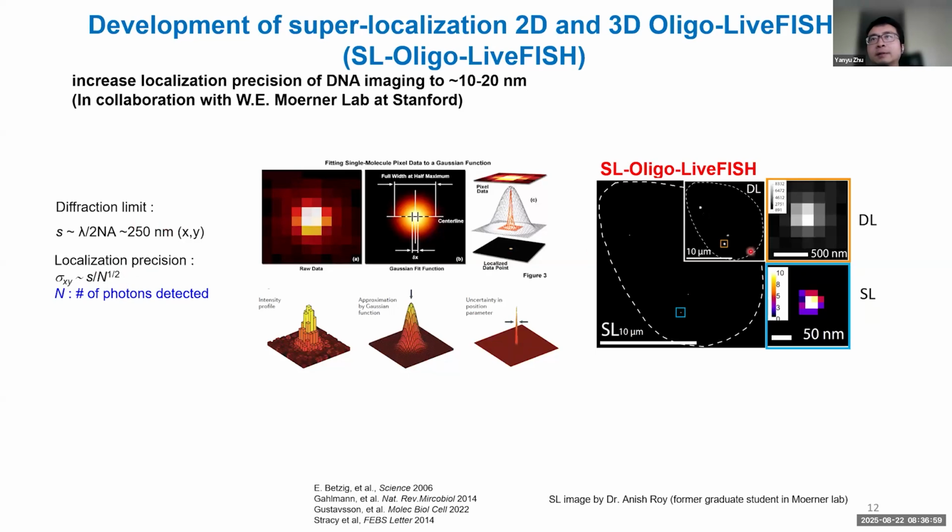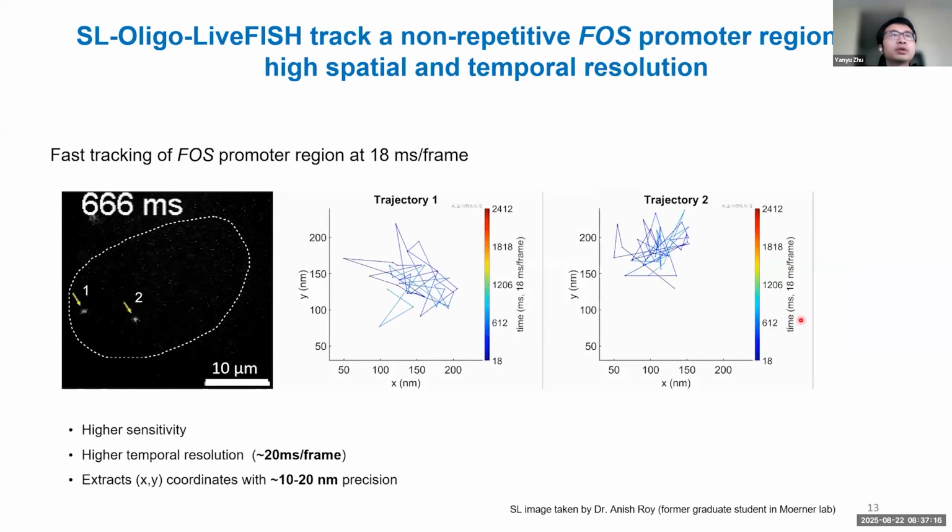Here you can see that using a conventional microscope, this is how the locus looks, and the scale bar is 500 nanometers. But using this super-localization method, the scale bar is like 50 nanometers. It's much smaller. So we used this super-localization Oligo-LiveFISH to track a non-repetitive promoter region with very high spatial and temporal resolution, with 18 milliseconds per frame and 10 to 20 nanometer localization precision.